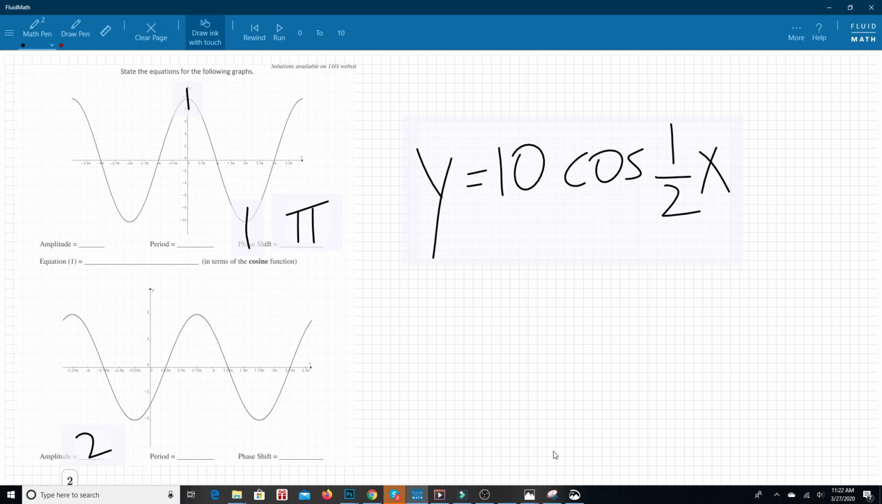So again, my period is from peak to peak, or valley to valley. If I look at that, that's from 0.25 to 1.75, which is about 1.50, which is what we said before too. The period is 1.50.